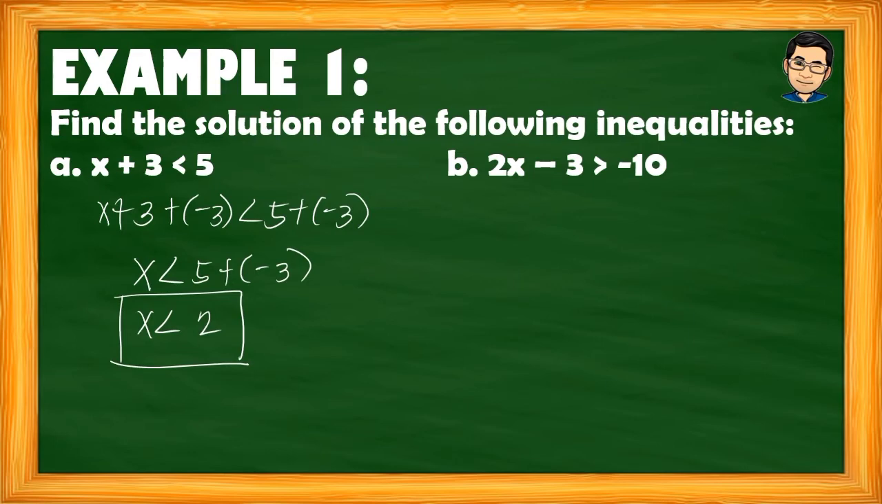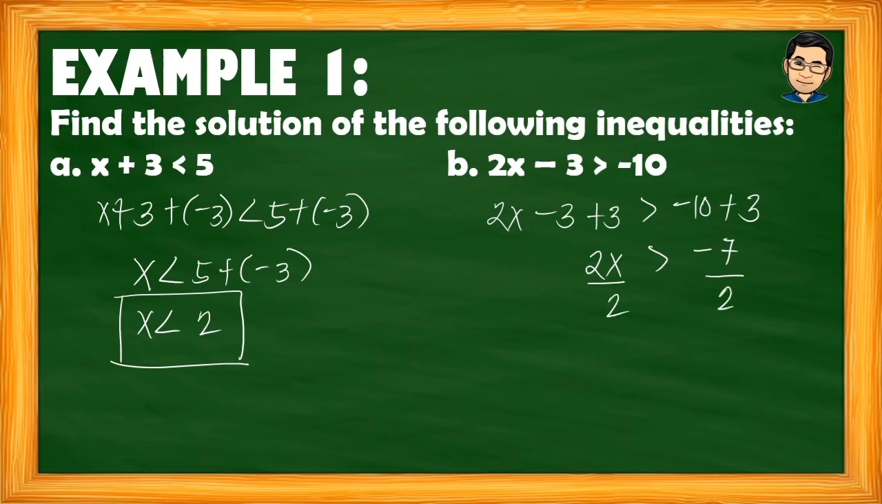Next, 2x minus 3 is greater than negative 10. Okay. So ang gagawin natin, mag-a-add tayo ng 3 both sides. So 2x is greater than negative 10 plus 3, that is negative 7. And then we divide both sides of the inequality by 2. So x is less than negative 7 over 2. So yun po yung kanyang solusyon.